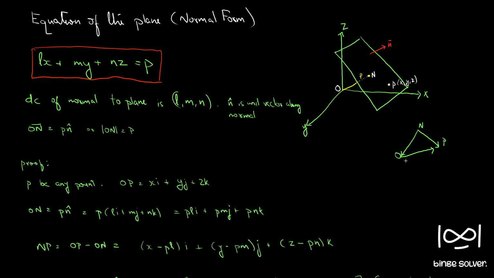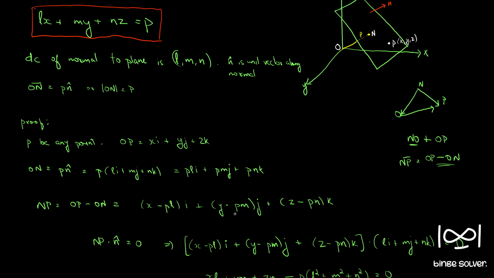If you take this OP = ON + NP, or NP can be written as OP minus ON. So this is what the NP vector is. The NP vector is OP minus ON. So OP minus ON is (x − pl)i, (y − pm)j, (z − pn)k.